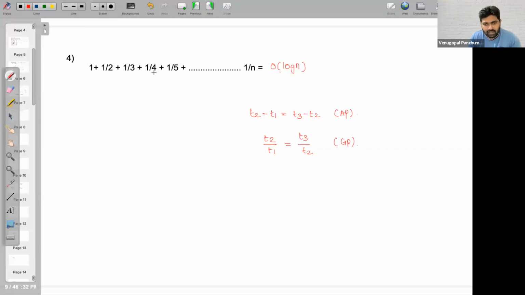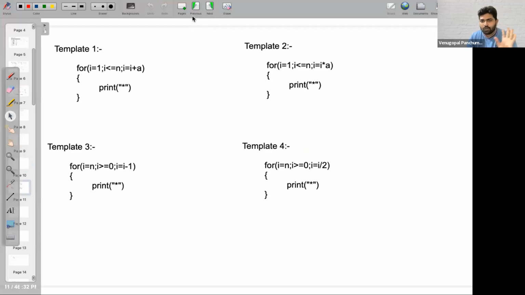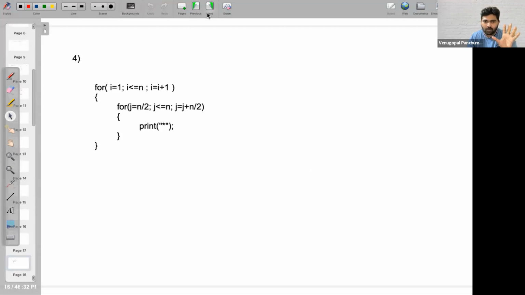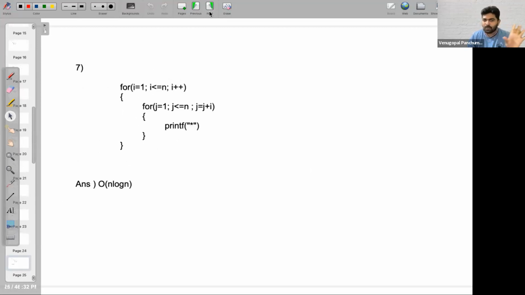A lot of mathematics is involved to prove this, but let's not hurry about the proof. For the proof, you can refer to Google. Just believe that 1 plus 1 by 2, 1 by 3, 1 by 4 is order of log n. Proof is not required, because we are not mathematical people who need to prove all these things. In fact, no one will ask in the interviews either. Right, now we are ready to go. Code, time complexity, code, time complexity. Now it will be much more interesting, friends.